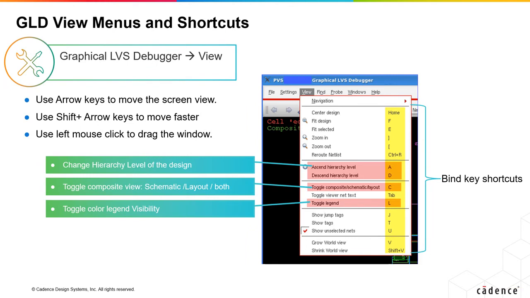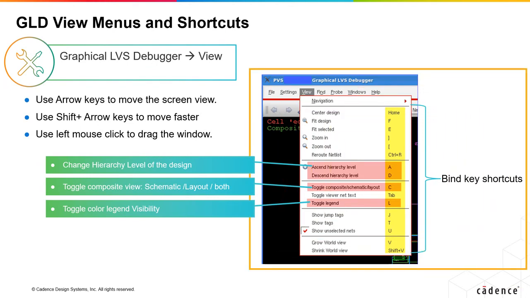Here is a quick look into the View menu options in the Graphical LVS Debugger. There are options to fit or zoom the design, change the hierarchy levels of the design, toggle the composite view from schematic to layout to a combination of both. You can toggle the color legend on the screen as well. There are default bind keys for each of these functions.